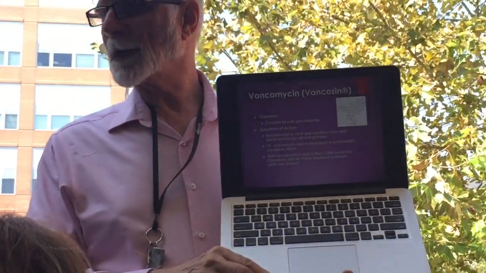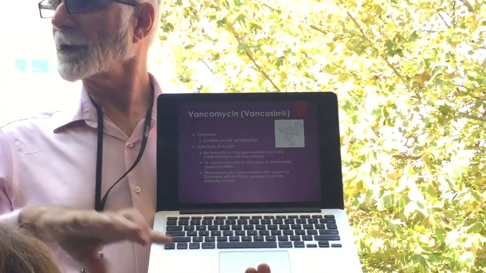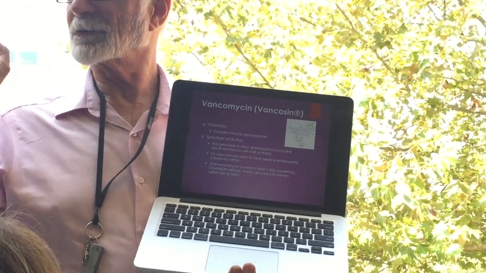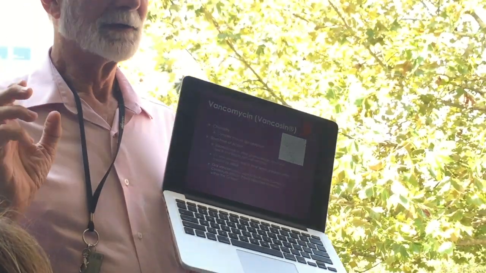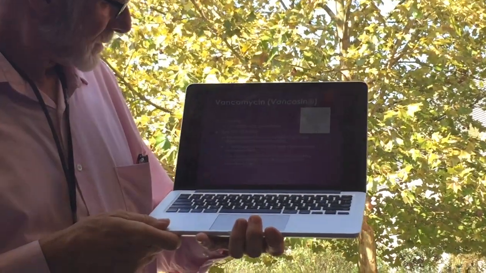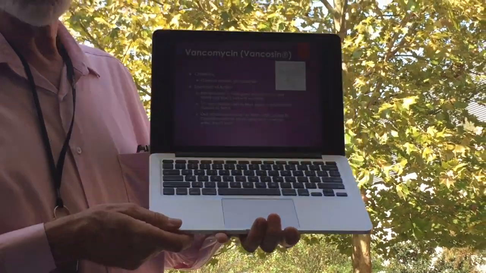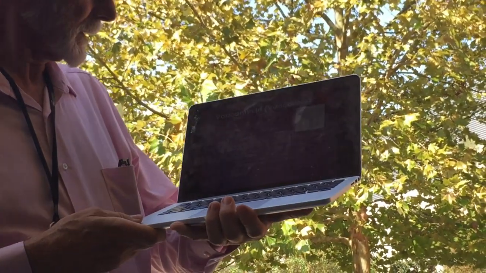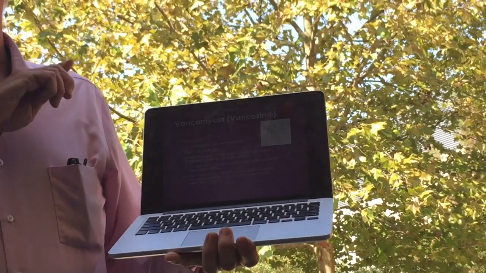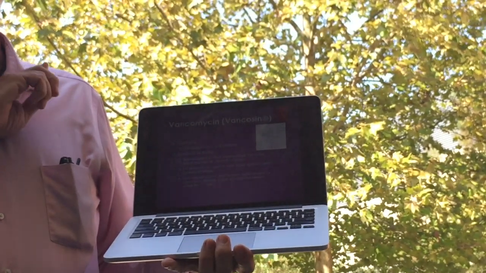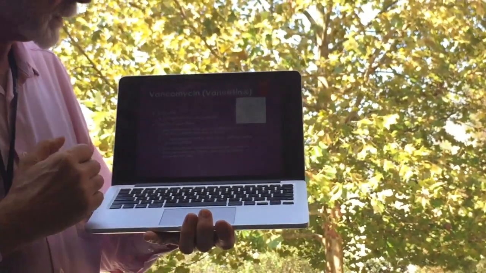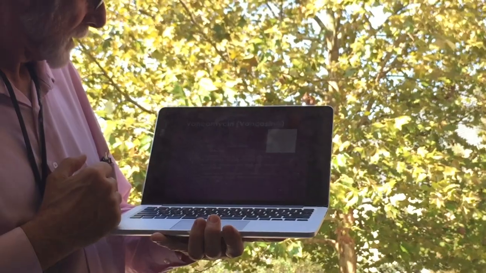Okay, now vancomycin has nothing to do with tetracycline and does not share a mechanism of action with it or anything else. Totally different drug. Okay? Vancomycin is a complex glycoprotein, bactericidal. Tetracycline is bacteriostatic. Vancomycin is bactericidal, so it's like penicillin and the cephalosporins.